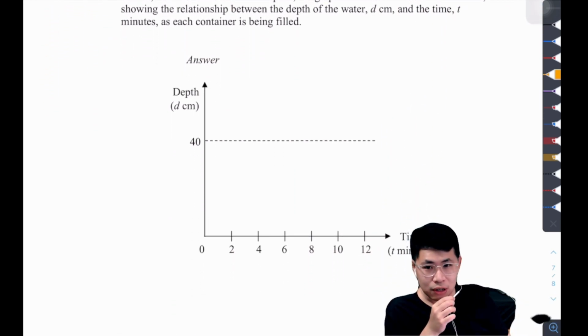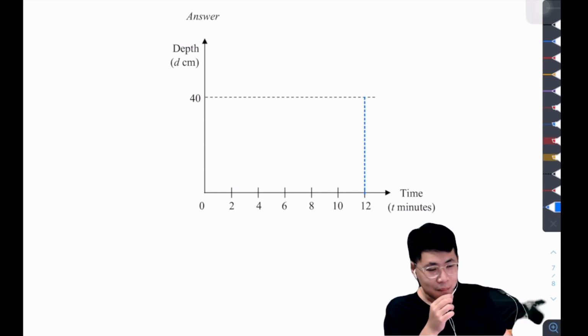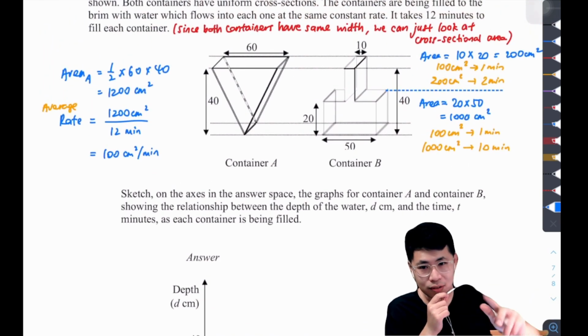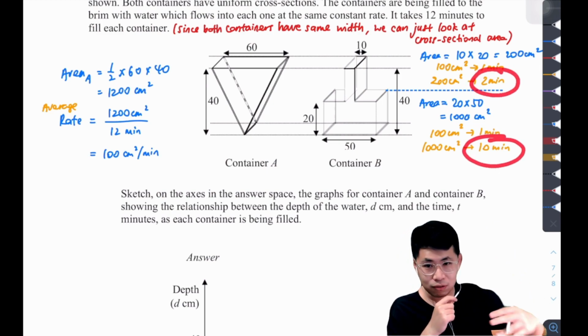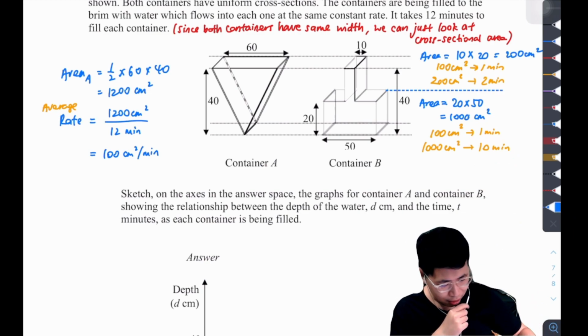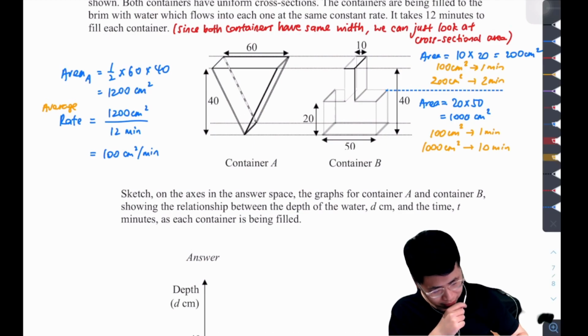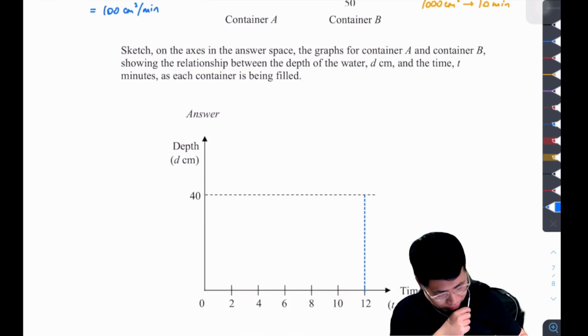For 12 minutes we're going to fill in this whole block. So let me draw this ending point over here. Let us draw the straight one first, which is the easiest to draw. We have to fill in the first 10 minutes and then we fill in the top in 2 minutes. So in 10 minutes we're going to fill in 20 cm height.